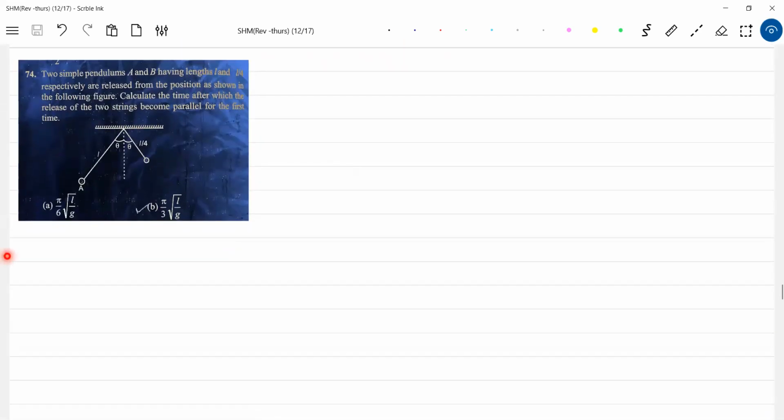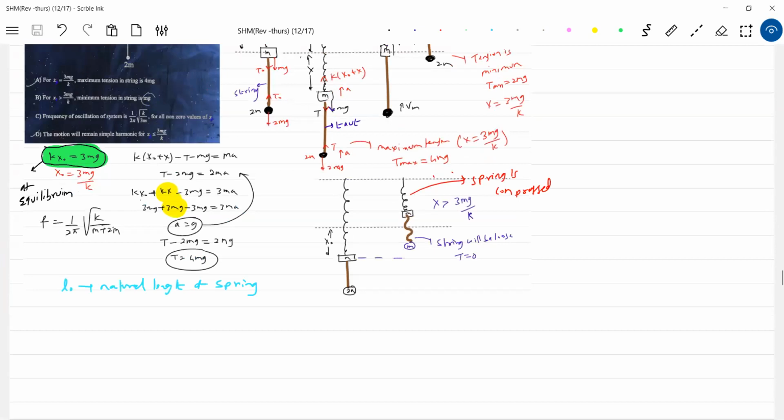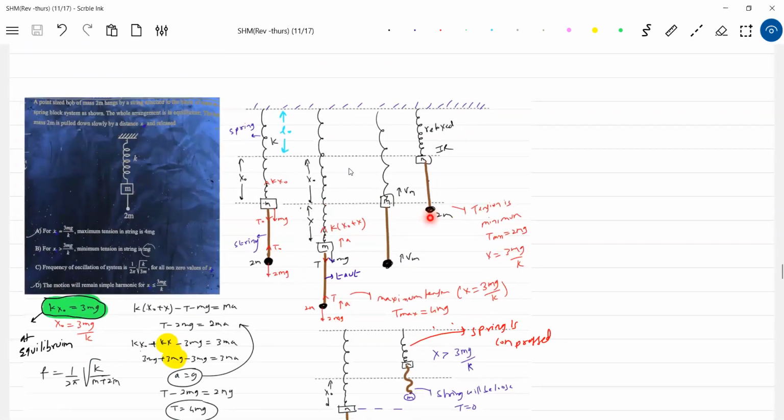Why minimum tension 2mg, sir? Here only possible, no? Why can't it be 0? Zero, when can it happen here? Here 2mg is acting all the time. Here mg is acting.